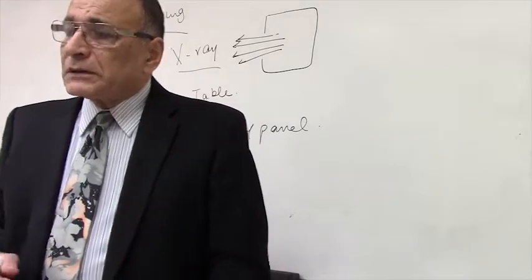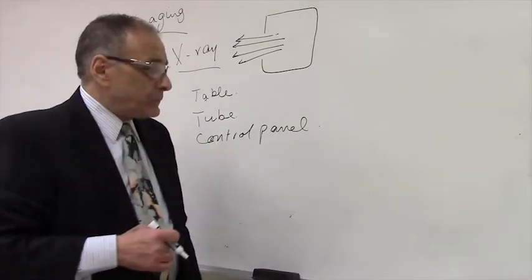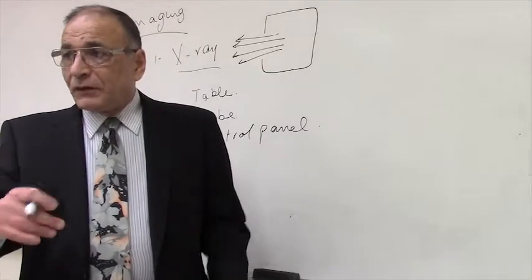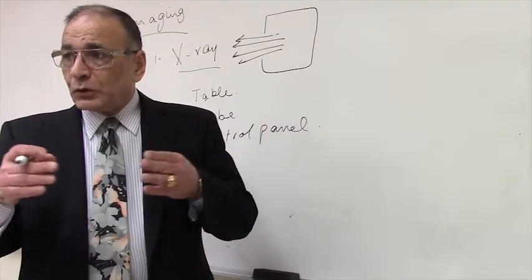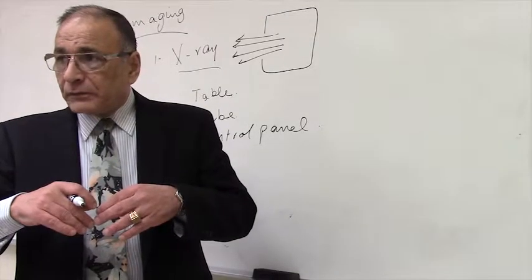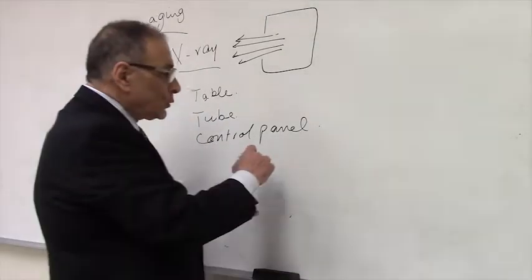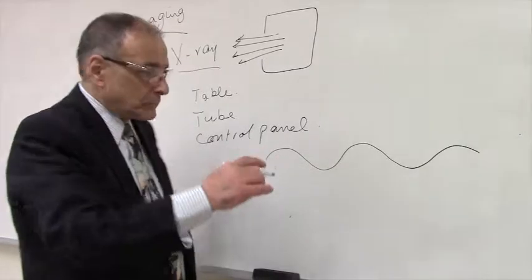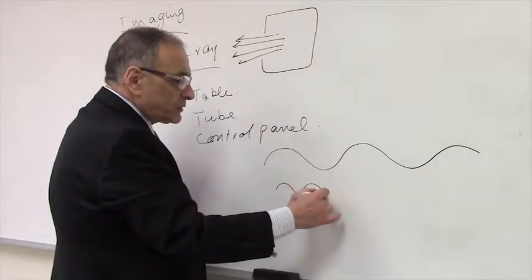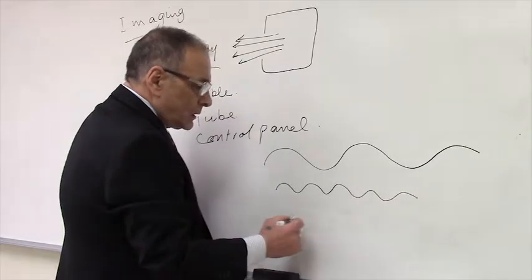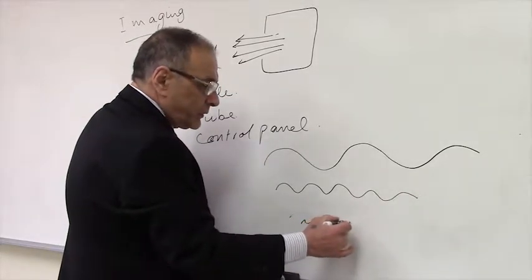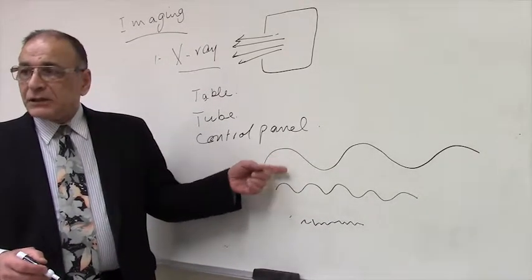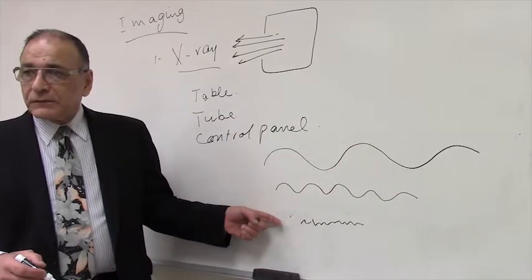Let me give you just an idea about the different kinds of rays. The rays or irradiation move in waves. We have a long wave, a short wave, and a microwave. Long wave moves like this. Short wave moves like this. Microwave moves like this. Which one is longer? The long one. And this is shorter, and this is the shortest.